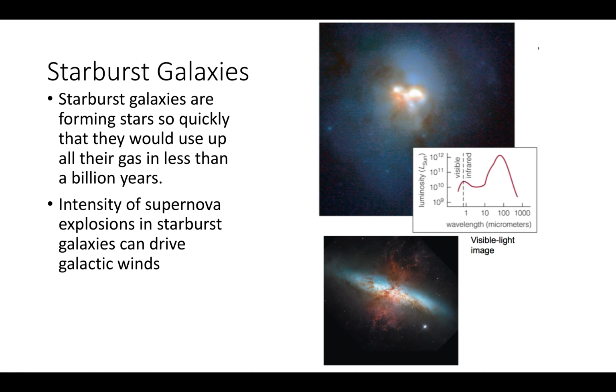Okay, some galaxies are considered starburst galaxies, which means that their star formation is so fast, they use up all of their gas in less than 1 billion years. If you just look at this diagram right here, you can see a lot of blue light, which just means a lot of hot stars burning through their fuels.